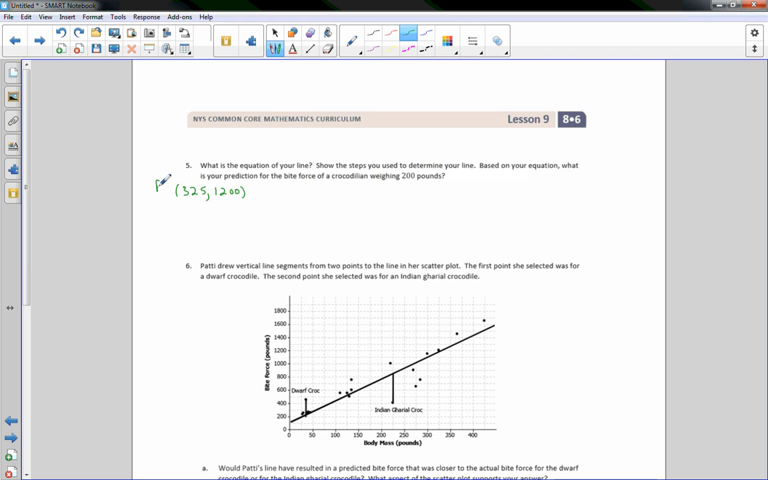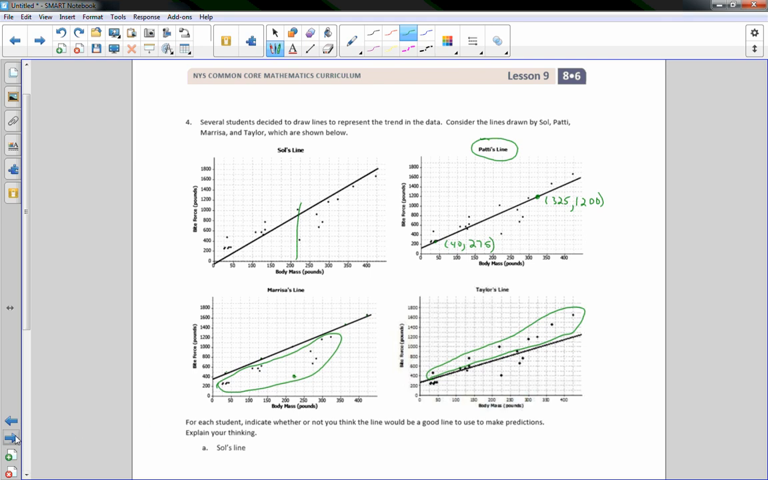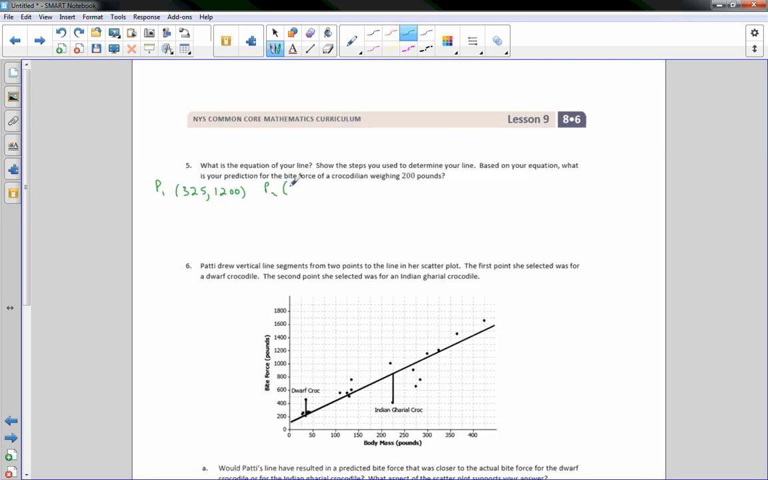There's one point, that's point 1. And point 2 has 40 comma 275. 40 comma 275, the second point I chose. Okay, so keep in mind that we want to know what a slope is. So slope, or the rate of change, is y2 minus y1 divided by x2 minus x1.